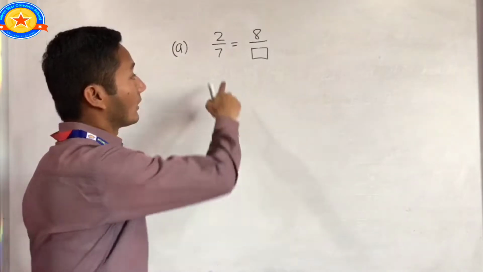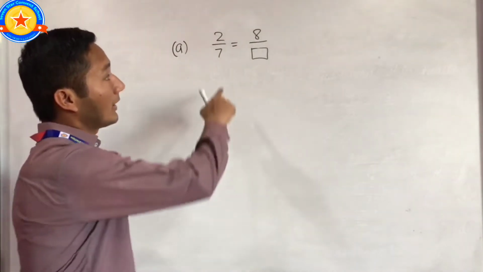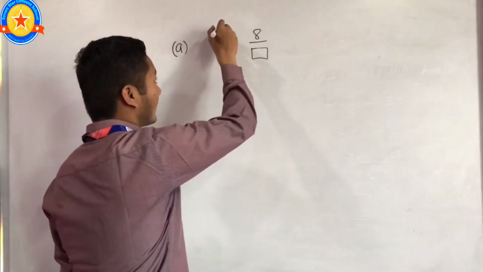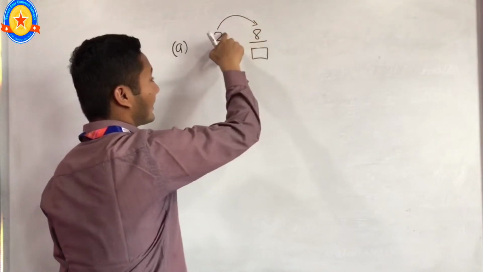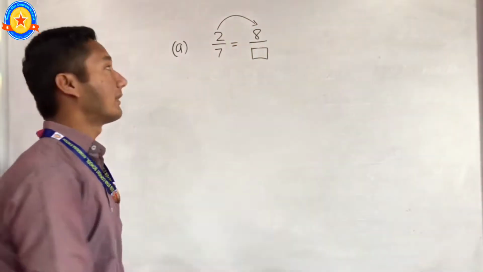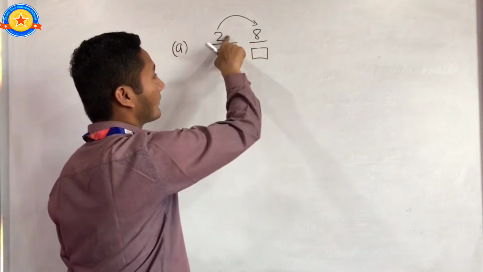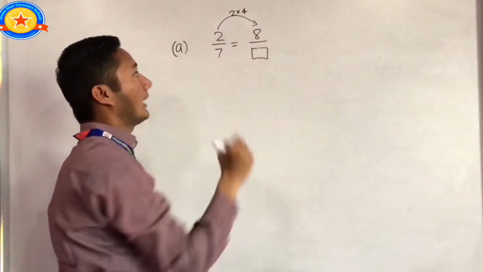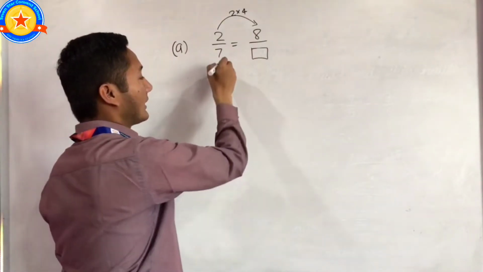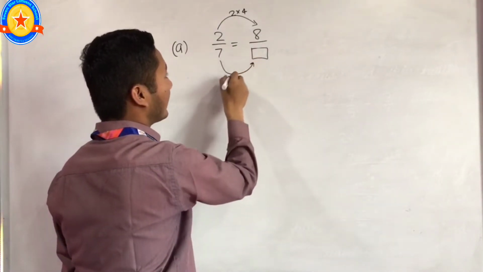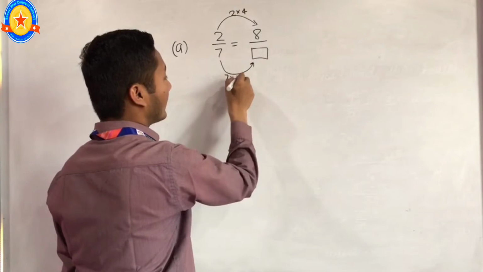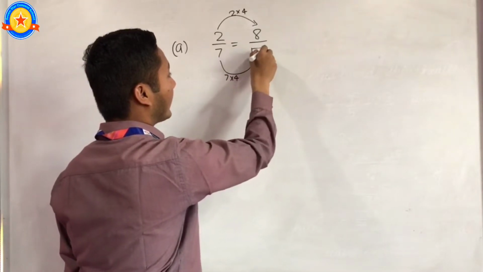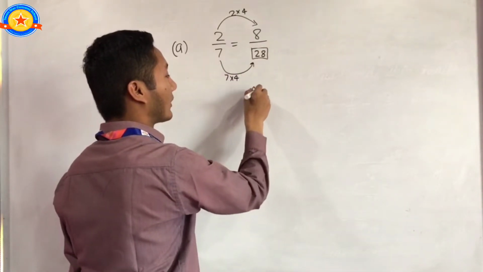Students, this is the case of equivalent fractions. That's why you need to check the numerator, by which number it has been multiplied or divided to make this number. We got that 2 is multiplied by 4, then we got 8. So you need to multiply 7 by 4, then you will get 28. 28 is your answer.